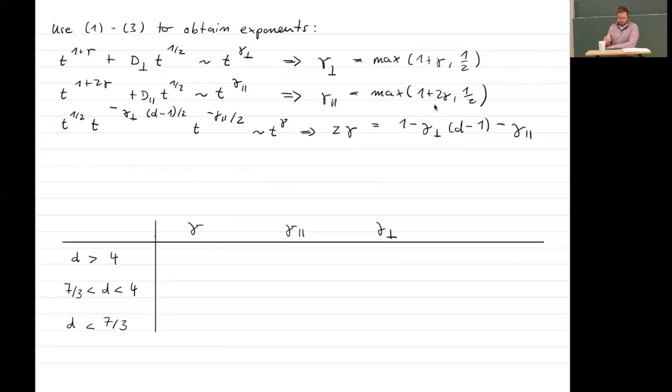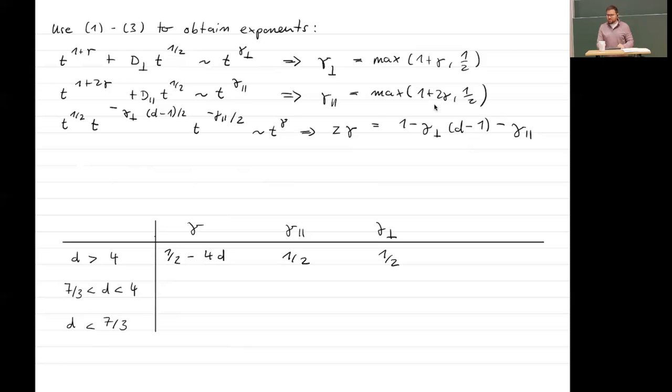Okay, now I counted the exponents, and now I can take these three equations here and solve them. We have three equations, three unknowns. I can just solve them, and I'll just tell you the results. It's school mathematics. So that's 1/2 minus 4 times dimension, 1/2, 1/2.